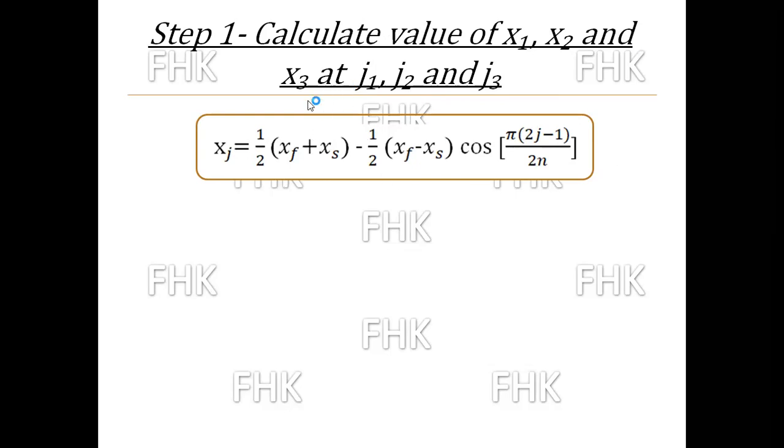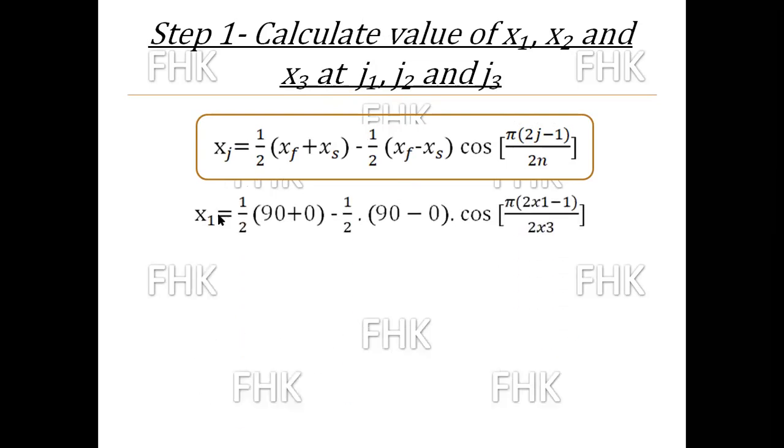Now first I have to find out x1. Δx is equal to 1/2. Final x is equal to 90, starting x is given as 0, so 90 minus 0. Cos of π(2j−1)/2n, where j is equal to 1 because we have to find x1. So the value of j will become 1 here.